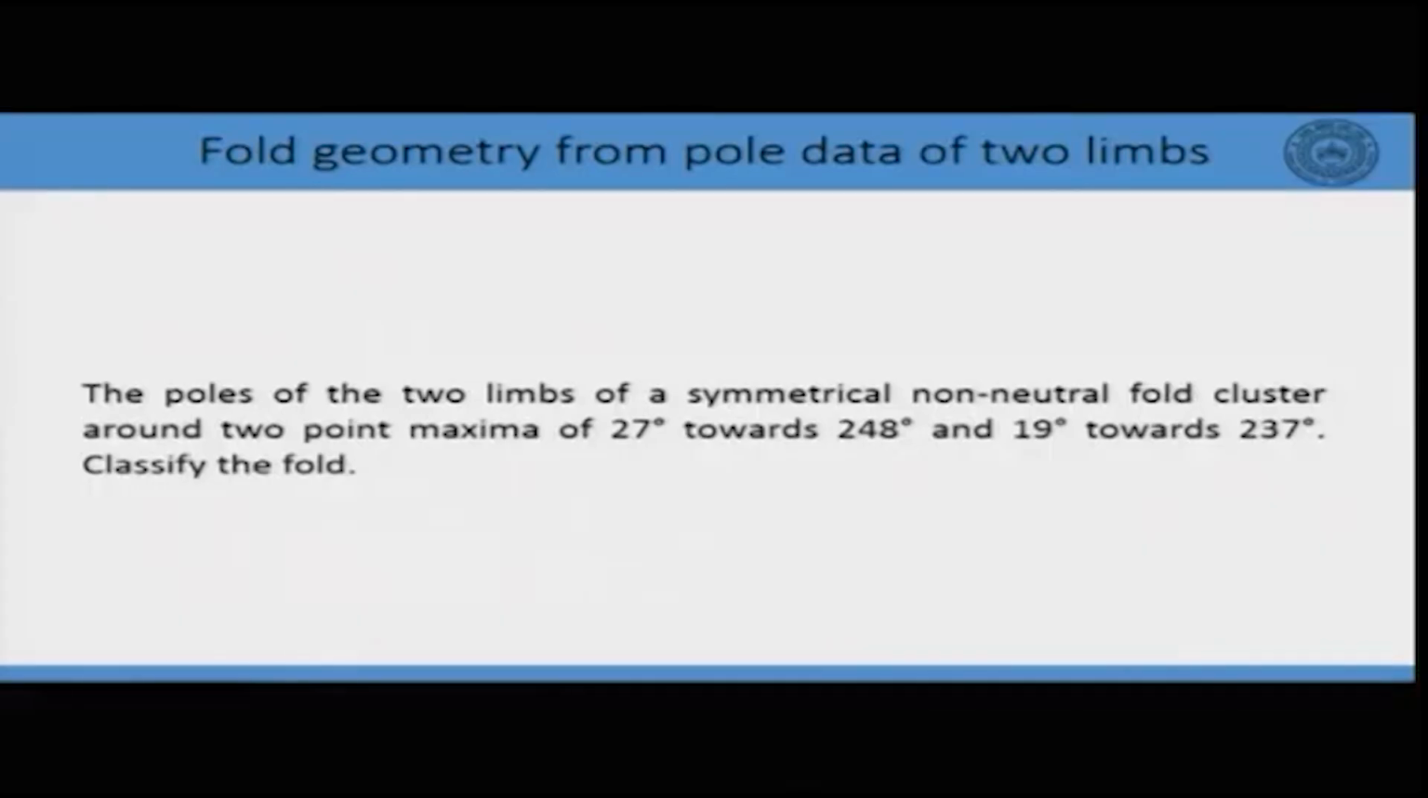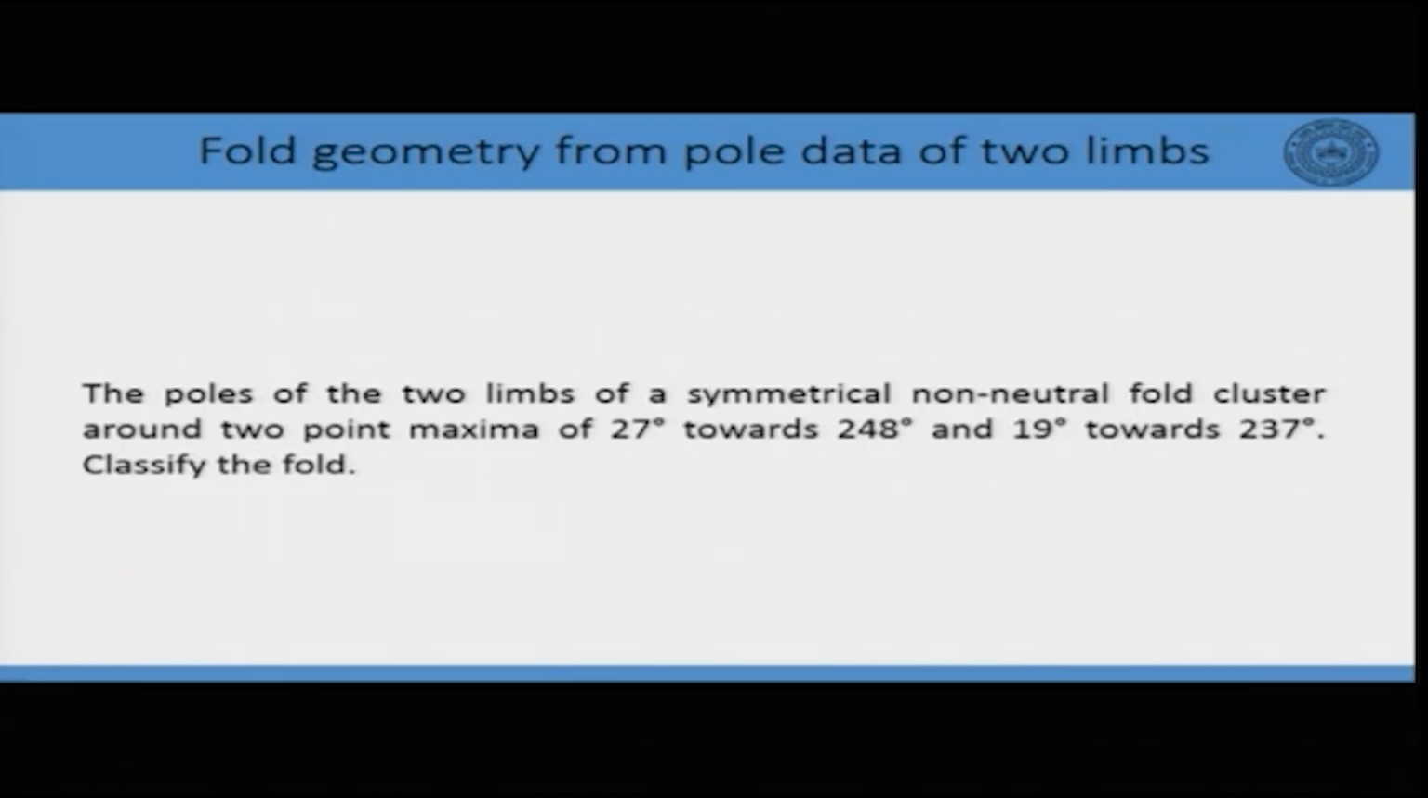Hello everyone. So I will continue the problems on stereographic projections as Saqib has already started. So the first problem that I will deal with is determining fold geometry when the pole data of two limbs are given. The pole data clusters around two maxima which is given in the problem.